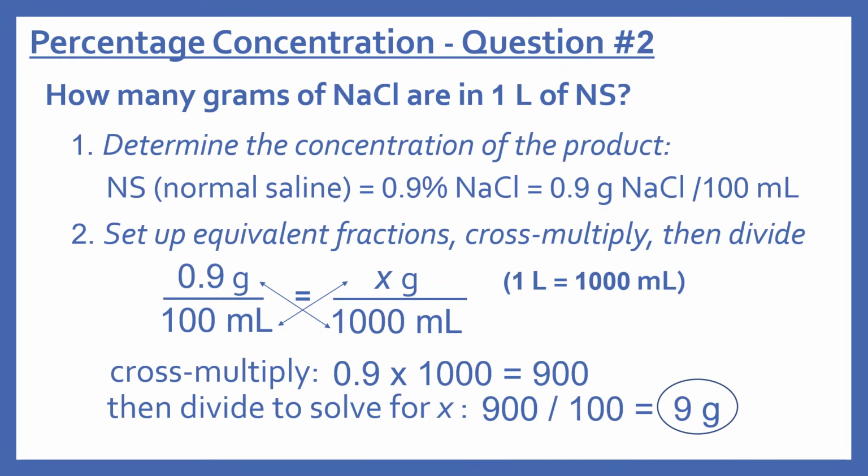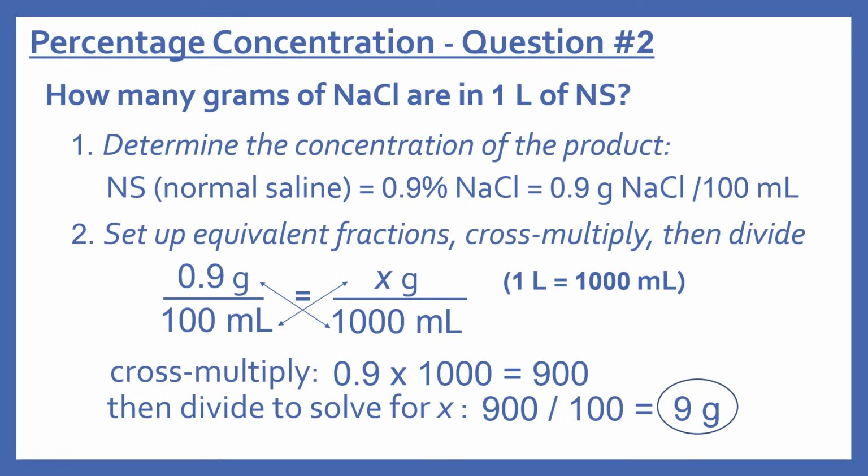Now we'll look at percentage concentration question number 2. How many grams of NaCl are in 1 liter of NS? This again is an abbreviation for a product. NS is normal saline, so we have to determine the concentration. NS is normal saline, and that's equal to 0.9% NaCl. And that means 0.9 grams of NaCl per 100 milliliters. So now we can set up equivalent fractions, cross multiply, then divide.